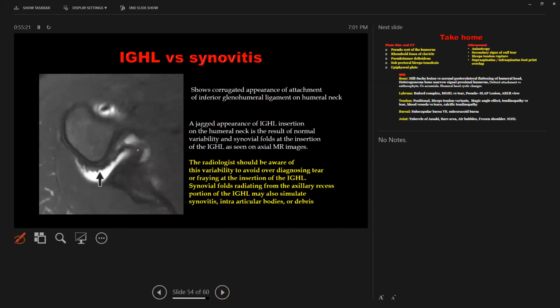Sometimes when you look at the lower slices near the axillary pouch, you can have a very jagged appearance of the inferior glenohumeral ligament with a lot of folds. This is also a normal variation of the inferior glenohumeral ligament, and it can simulate as if there is synovitis or some kind of pathology. However, this is an arthrographic study showing a jagged appearance. You don't find this all the time, but sometimes this kind of appearance is seen, and this is a normal variation, not pathology.